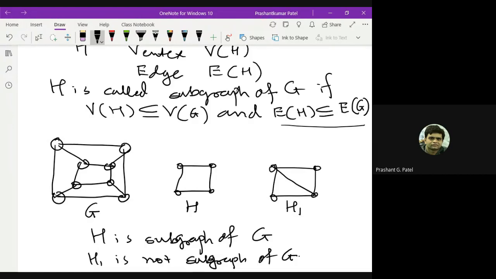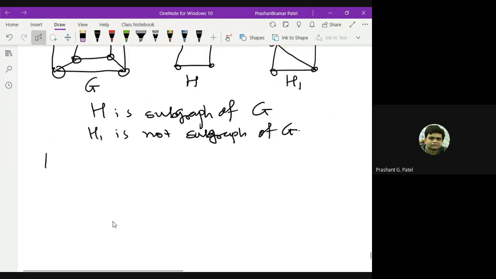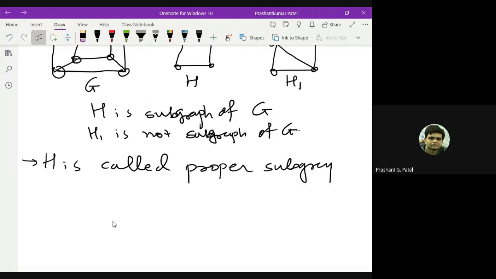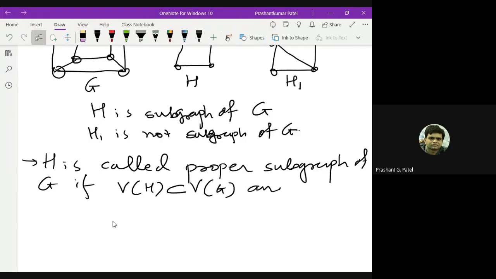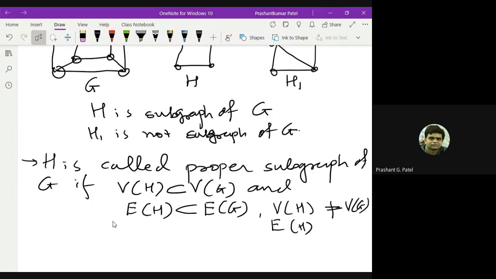Then there is the proper subgraph. H is called a proper subgraph of G if the vertex set of H is a proper subset of the vertex set of G, and the edge set of H is a proper subset of the edge set of G. A proper subset means V of H is not equal to V of G, and E of H is not equal to E of G. So they are subsets but never equal. So I can say this H is a proper subgraph of G.